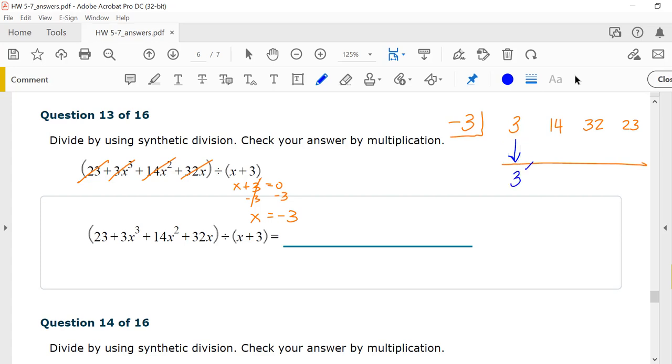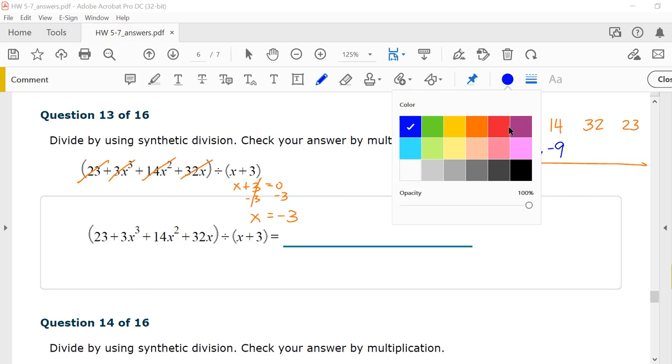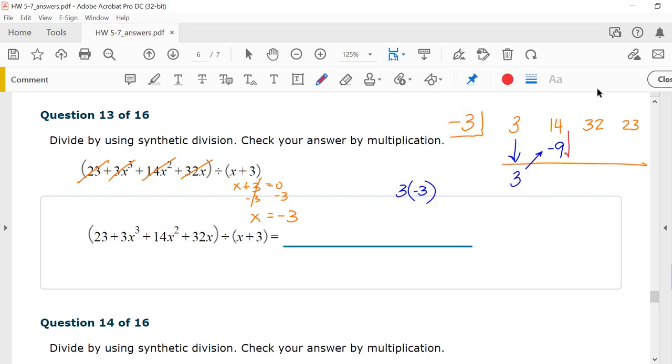Then to go back up, I have to multiply 3 times negative 3. I multiply this number times that number, I get negative 9. Now I'm going to add going straight down again. 14 plus negative 9 is 5. To get back up, I have to do 5 times negative 3. I get negative 15.